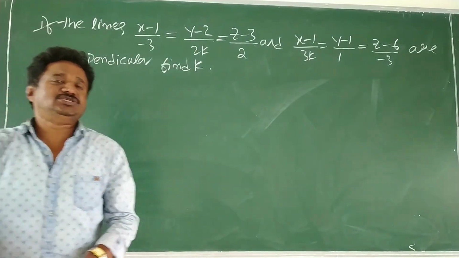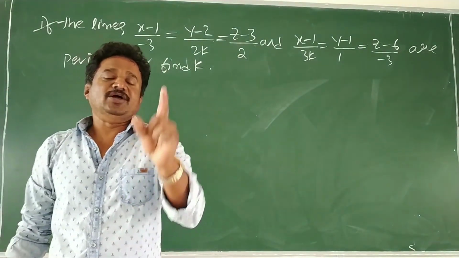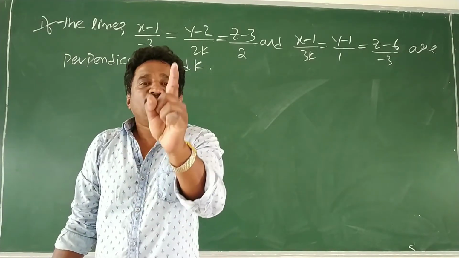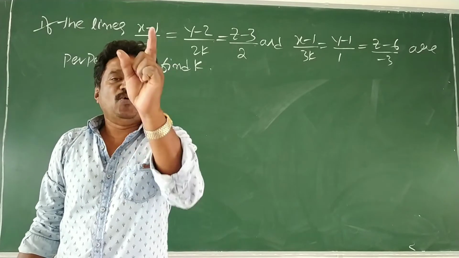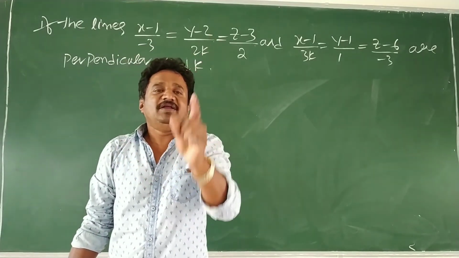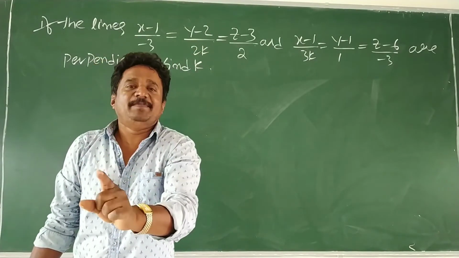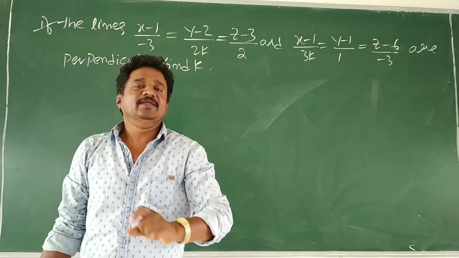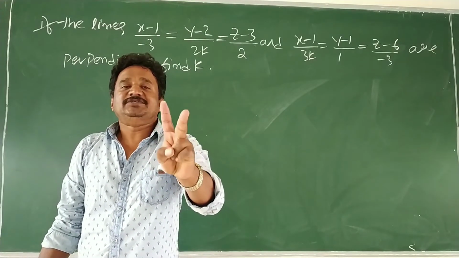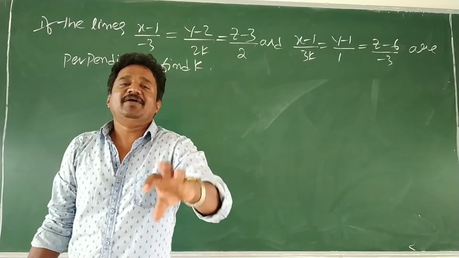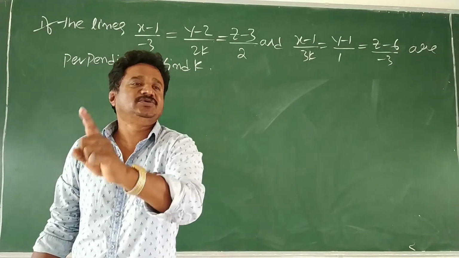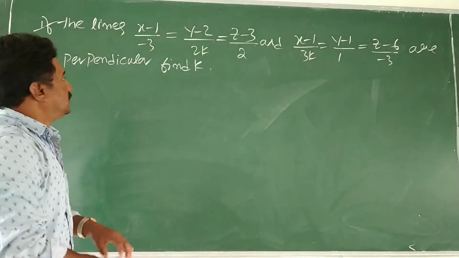Remember the conditions, students. What is the condition for two lines to be parallel or collinear? For both parallel and collinear, we have only one condition, that is proving the DRs are proportional, that is a1 by a2 is equal to b1 by b2 is equal to c1 by c2. Tell me the condition for perpendicularity of two lines. When two lines are perpendicular, we have the condition a1 a2 plus b1 b2 plus c1 c2 is equal to 0. Let us use that condition.